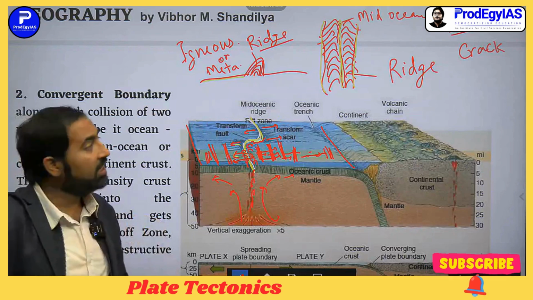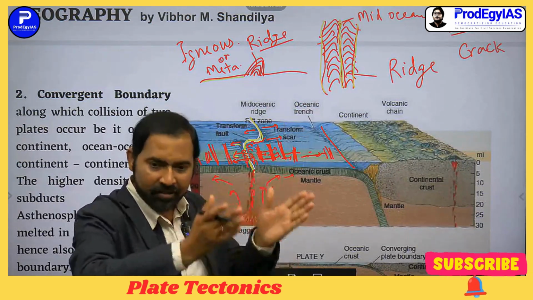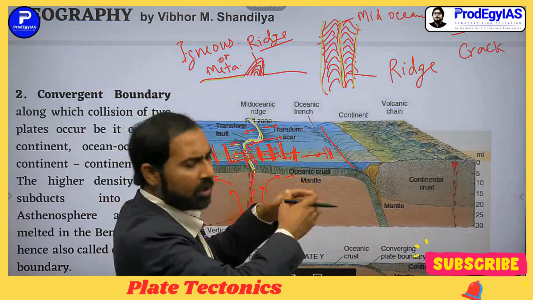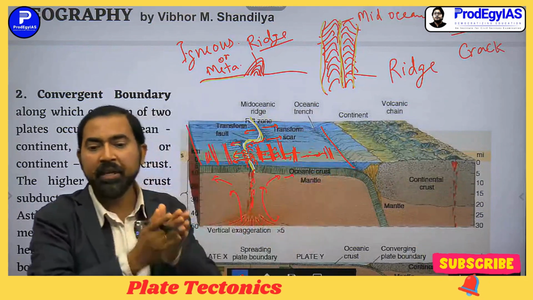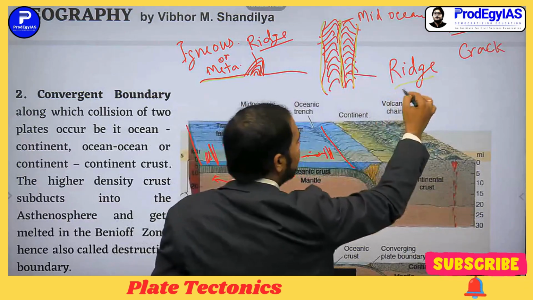Initially there was only a crack, a rift. Later on, over thousands of years, as magma accumulated along these rift areas, such a ridge structure formed.